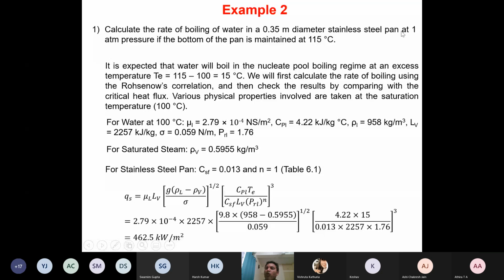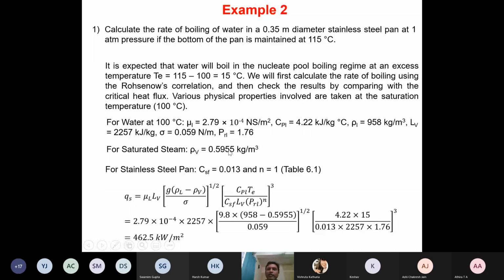So all the properties of the water: viscosity is 10 power minus 4 second per meter square. The specific heat is 4.22 kilojoule per kg degree Celsius. Rho L is 958 kg per meter cube. That is 2257 kilojoule per kg. Sigma, that is surface tension, is given as 0.059 Newton per meter and Prandtl number is given as 1.76. Again for the saturated steam, the density is given as 0.5955 kg per meter cube, and for the stainless steel pan CSF is given as 0.013 and N is equal to just 1.